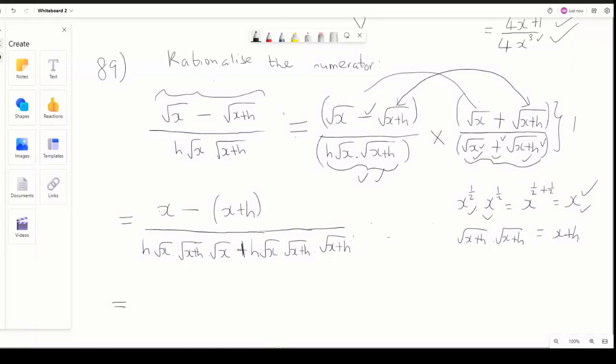Then ultimately I have on top, if I sort out the brackets there, you'll see the x will cancel there. I'll have a minus h in the numerator. Now I have to look at what happens in my denominator. There are a lot of things happening there. Well, square root of x times square root of x is x, with h x times square root of x plus h, plus. Here I've got the square root of x plus h times the square root of x plus h. So I've got h times the square root of x times x plus h. That's what I've left there.